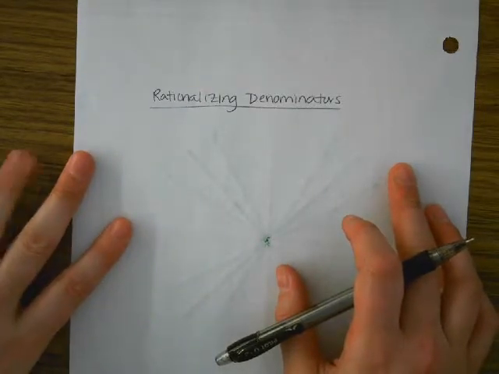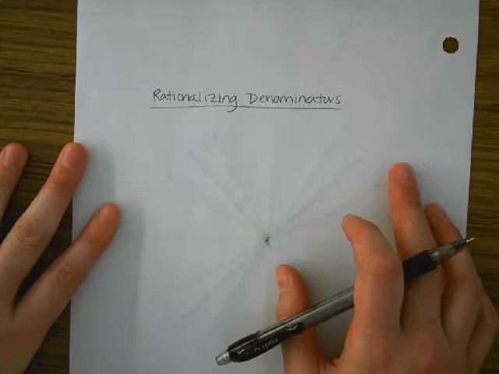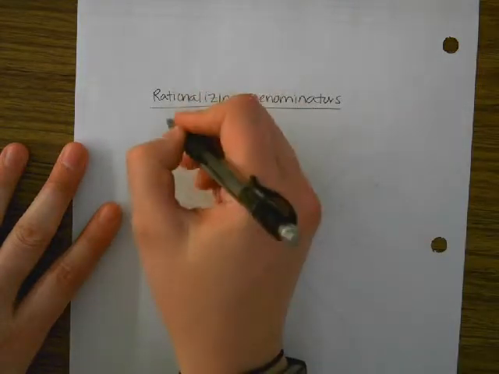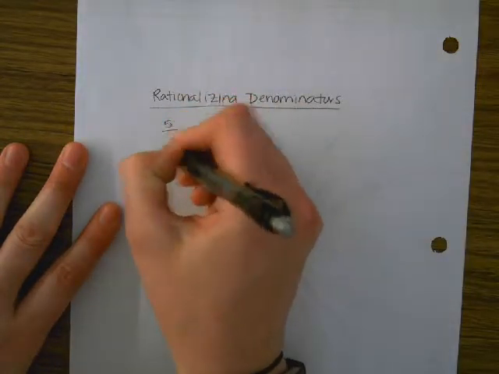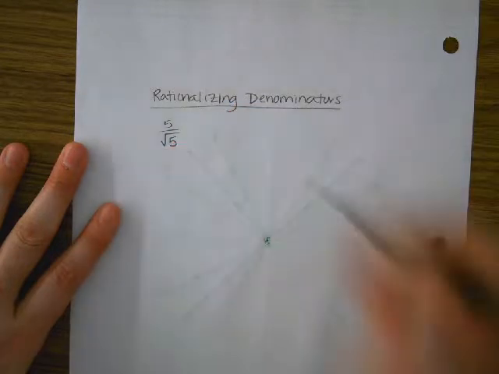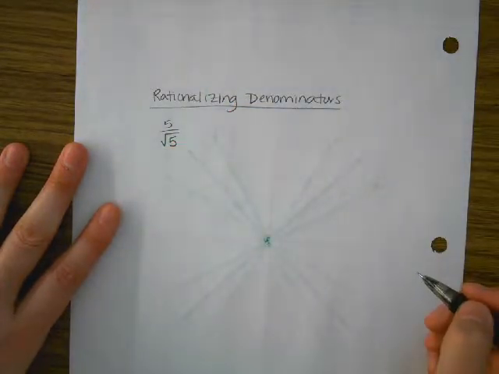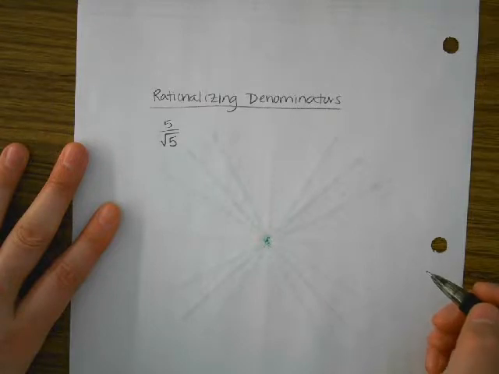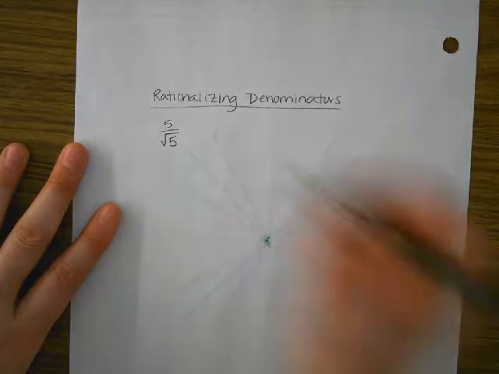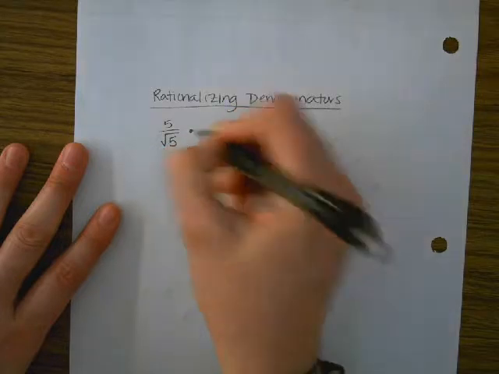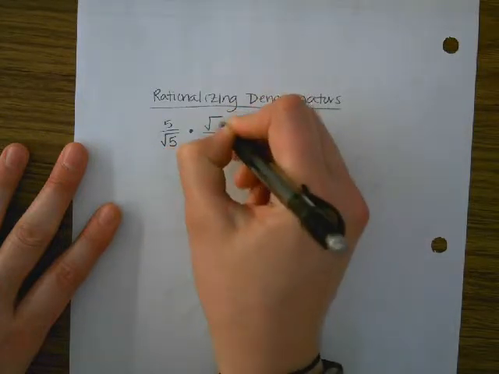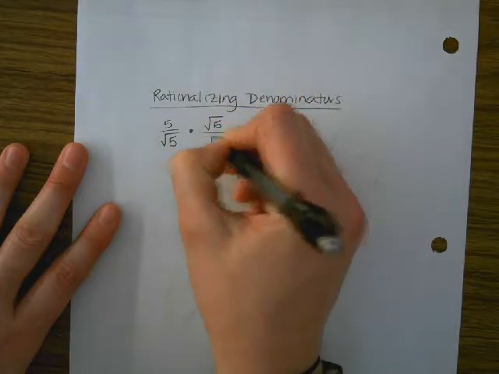Okay, so here is how rationalizing denominators works. If you have a problem like 5 over the square root of 5, they say, nope, that's not proper. You can't leave a square root on the bottom of a fraction. Have any of you guys seen that before? No square roots on the bottom of a fraction. So we're going to multiply this by square root 5 over square root 5.